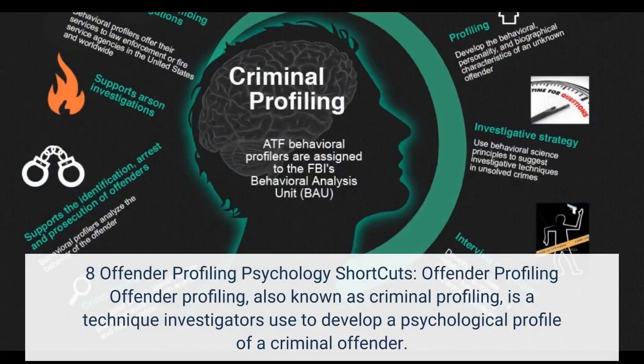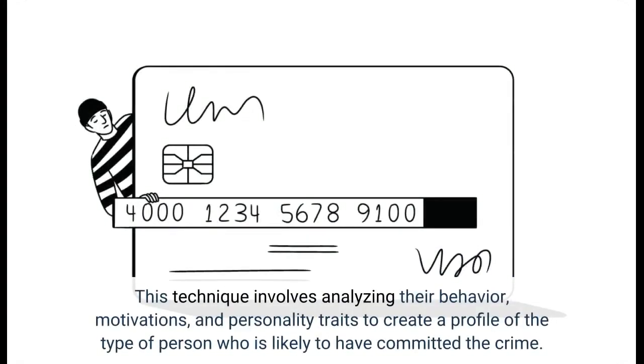8. Offender profiling. Offender profiling, also known as criminal profiling, is a technique investigators use to develop a psychological profile of a criminal offender. This technique involves analyzing their behavior, motivations, and personality traits to create a profile of the type of person who is likely to have committed the crime.